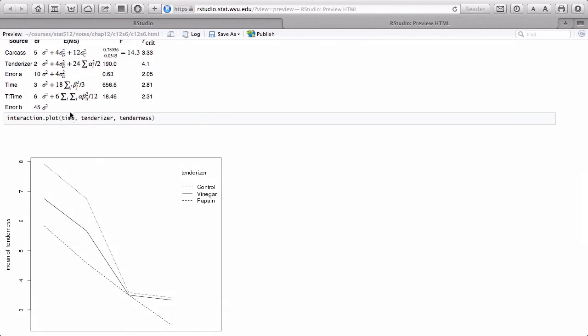I just say interaction plot, time by tenderizer. Tenderness is the response variable. It's kind of confusing because tenderizer is a factor. Tenderness is the y variable, the outcome variable. So that's the interaction plot.